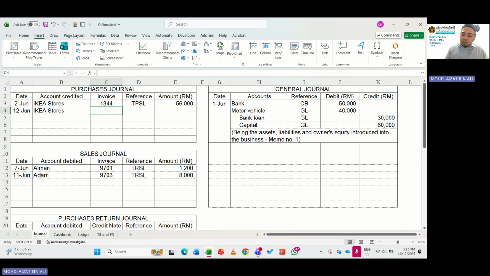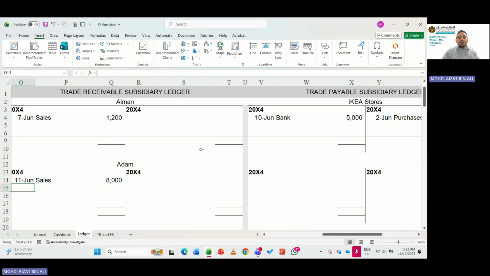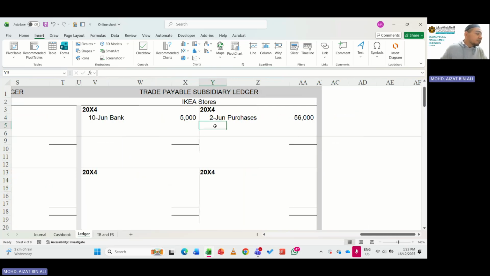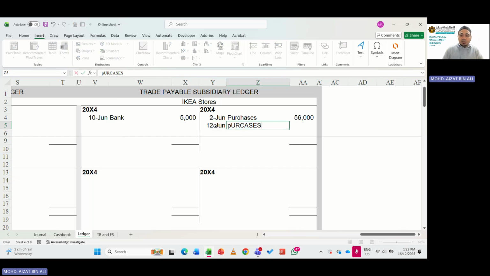Invoice number 1356. Is it one or I? I think there's a typo in the textbook. It should be 1356, right? TPSL, and the amount is 15,000 ringgit. Now we update this into IKEA's account. IKEA, 12 June, and this is purchases, and the amount is 15,000 ringgit.